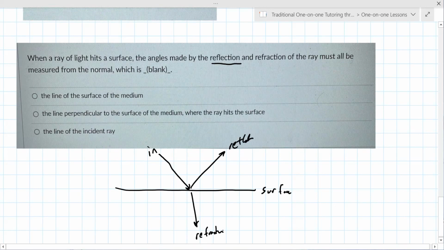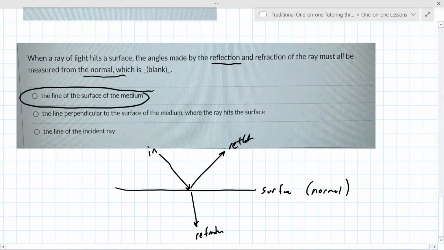Okay. And it's measured from the normal. The normal is perpendicular to the surface. And so that's the line of the surface. Sometimes you see this dotted line in books. It's supposed to be measured with respect to the surface that it's hitting.